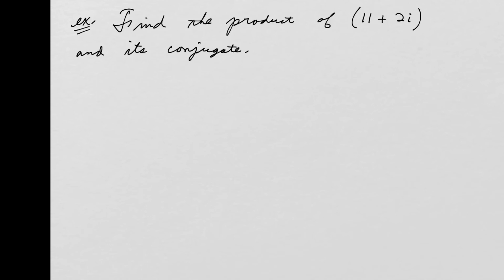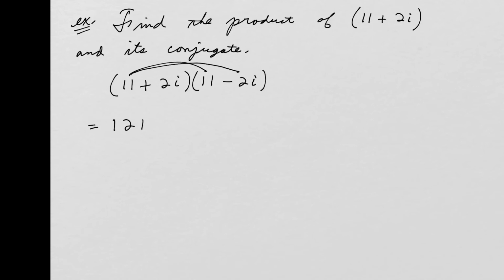We know we're going to end up with a real number, but let's figure out exactly what that real number is. Okay, so I start with 11 plus 2i. I multiply by the conjugate. Well, the conjugate is the same thing, except I change the sign of the imaginary part, so it would be 11 minus 2i. And now if I FOIL this out, I have 11 times 11, that's 121. 11 times minus 2i is minus 22i. 2i times 11 is plus 22i. And then 2i times minus 2i is minus 4i squared.